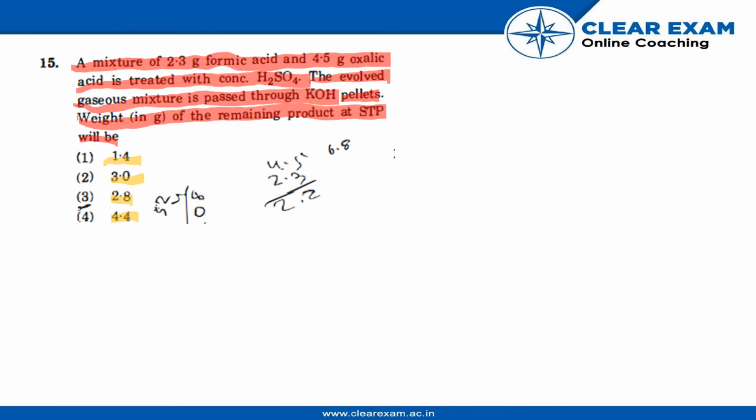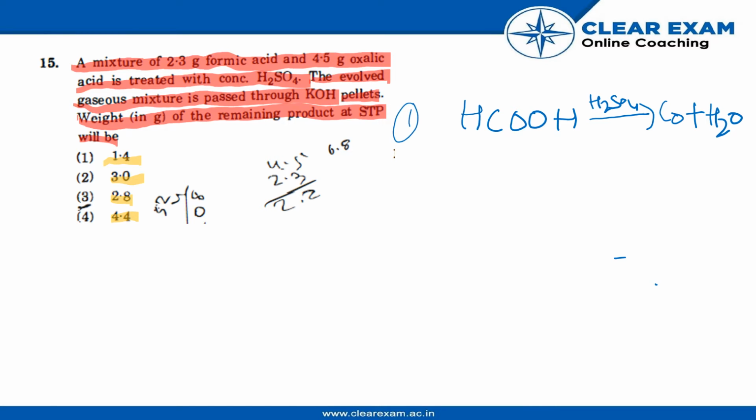So first we will make the equations. Our first equation will be HCOOH, when treated with H2SO4, will give us CO plus H2O. This is our first equation.